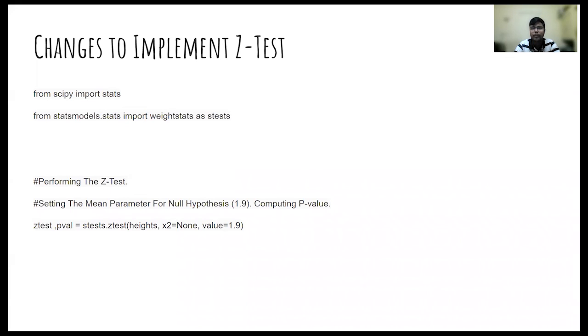X2 is for the other test called the dual Z-test, where we compare two sample data sets. We do not require that in the present scenario, so we take x2 equal to None, and the value is the null hypothesis that we have already input, given as 1.9 here. By calling this, the p-value contains the required probability for comparison with the significance level. So by implementing this in our code, we can calculate the p-value using the Z-test.